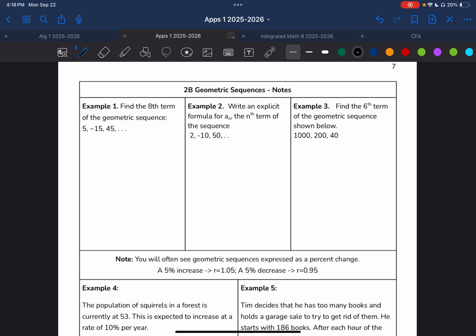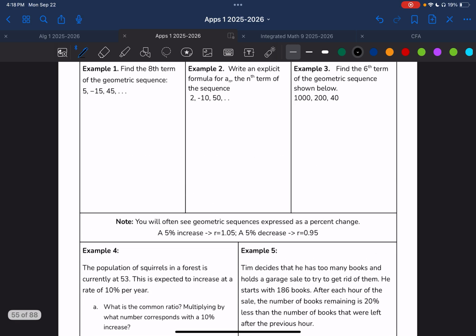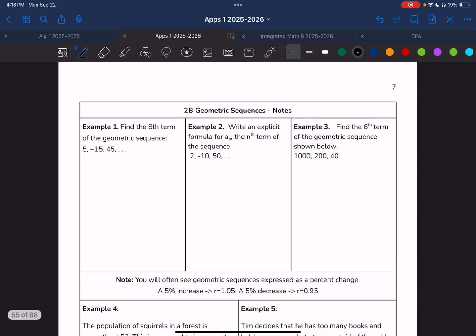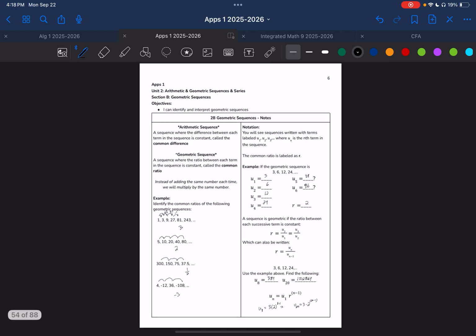So if we look at... I'll do that in a different video. So that is page 6.